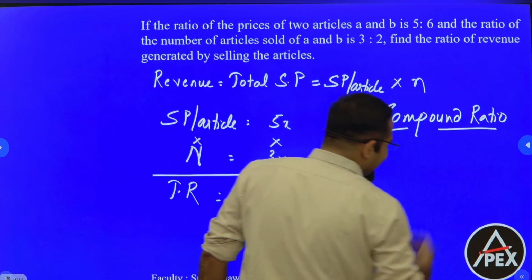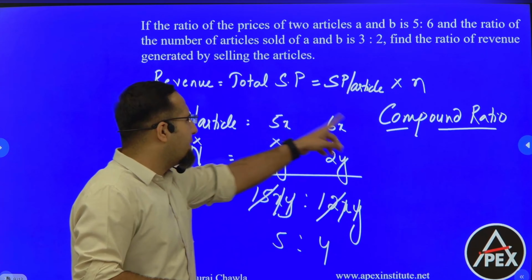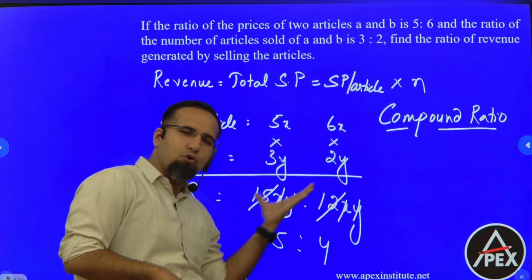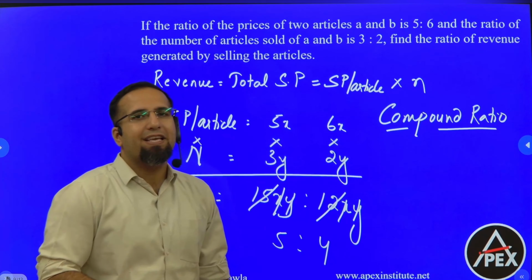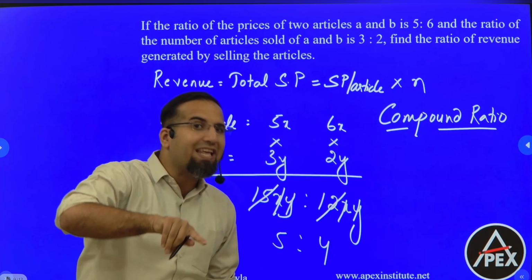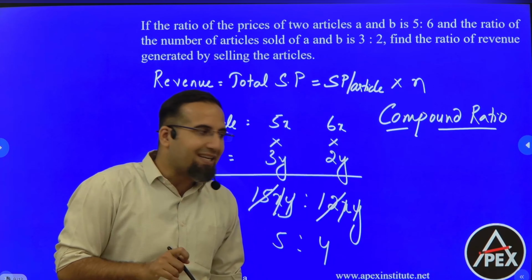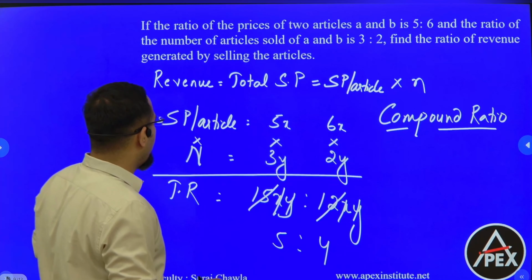If I am calculating the compound ratio, what we can simplify here is we do not need to take variables. I can directly multiply 5 into 3 and 6 into 2 and get my final answer, because both the variables will eventually get cancelled if and only if I am calculating the compound ratio. That is something which is very important to us. Okay guys, let's move to the next question.